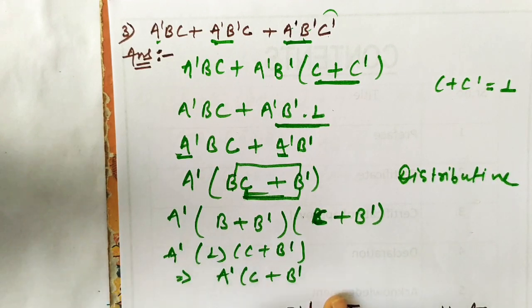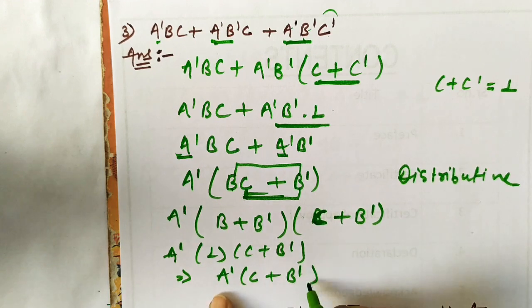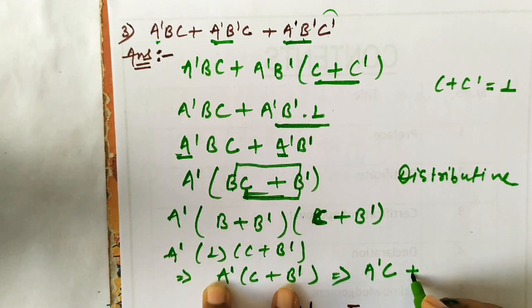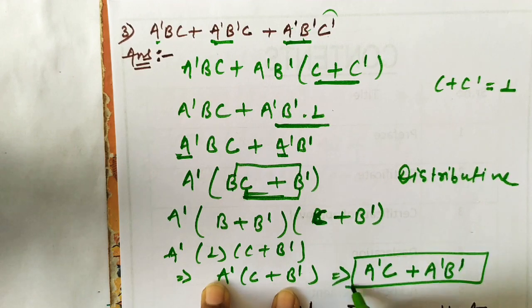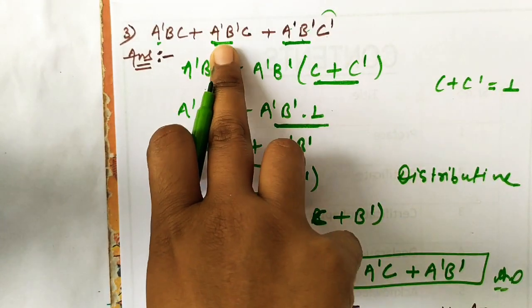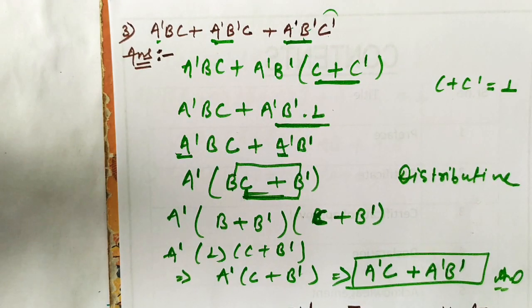So this is the answer, or you can solve one more term, that is a' c plus a' multiplied with b'. So a' multiplied with b'. This is the answer, or this is the simplified form of that question. So next we move to the next question.